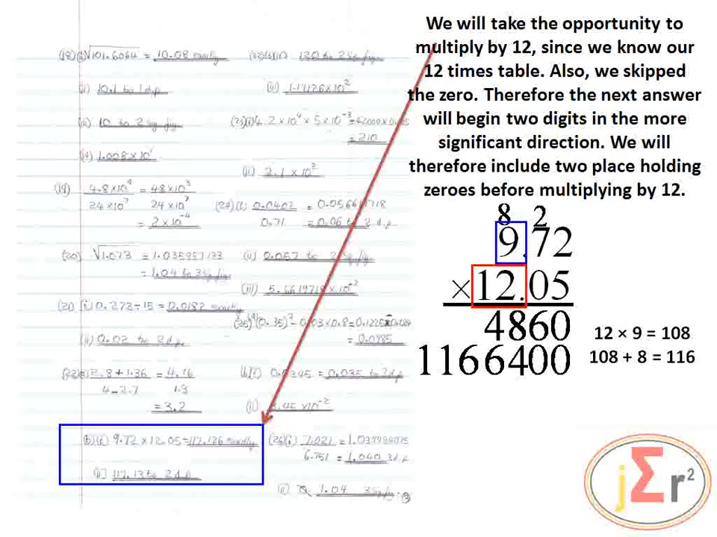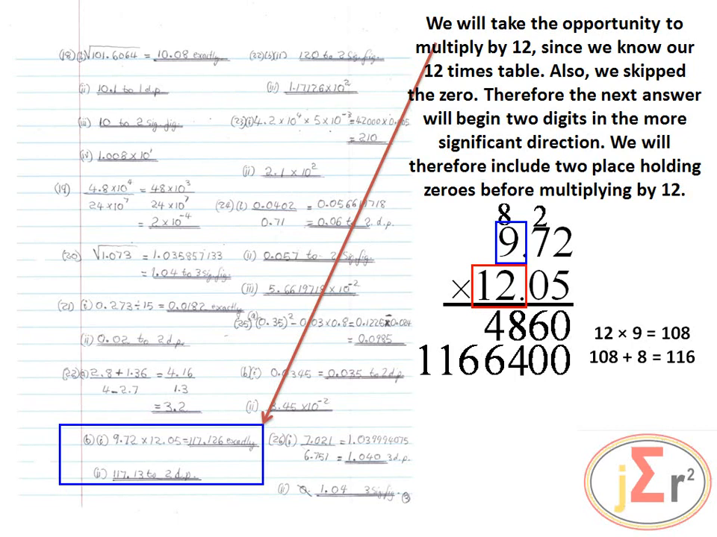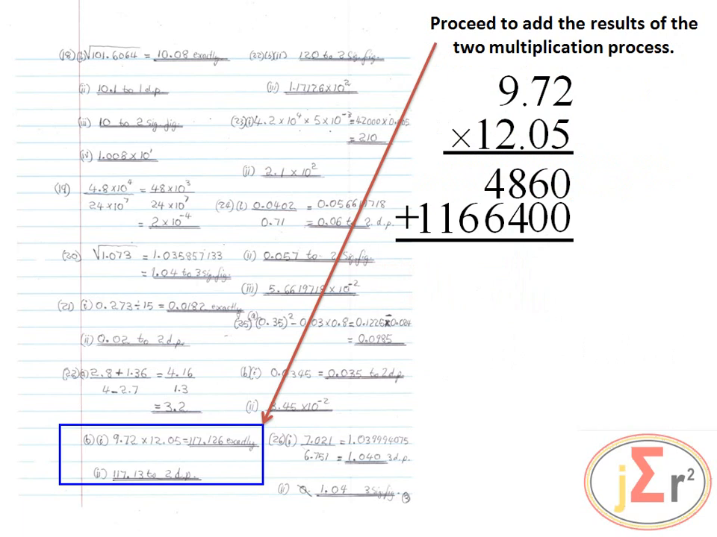And our number will be nice on the next slide. Proceed to add the results of the 2 multiplication processes. 0 plus 0 is 0. And then we have 6 plus 0, and that is equal to 6. What about 8 plus 4? 12. 2, carry 1.